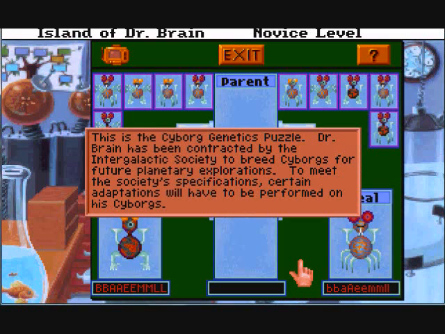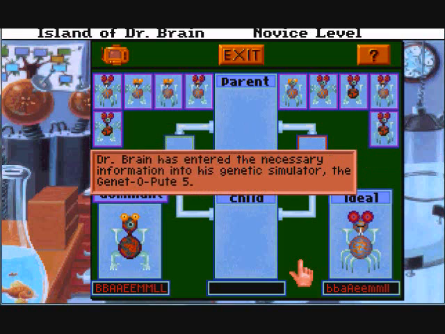This is the cyborg genetics puzzle. Dr. Brain has been contracted by the Intergalactic Society to breed cyborgs for future planetary explorations. That's not creepy at all. To meet the Society's specifications, certain adaptations will have to be performed on his cyborgs. This just seems really wrong to me. Dr. Brain has entered the necessary information into his genetic simulator, the Genetopute 5.